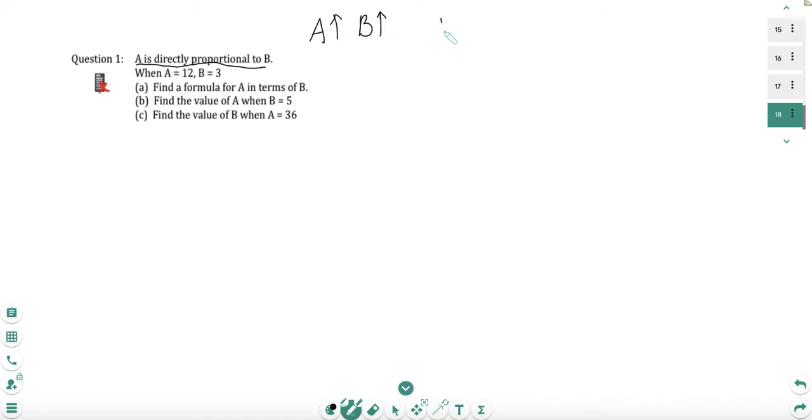If you want, you can draw a graph. A and B. It'll look like this. As A rises, B rises. And what do we know? When A is 12, B is 3. If we want, we can graph this too. If A is 12, let's just say 12 is here, B is 3. Find a formula for A in terms of B.